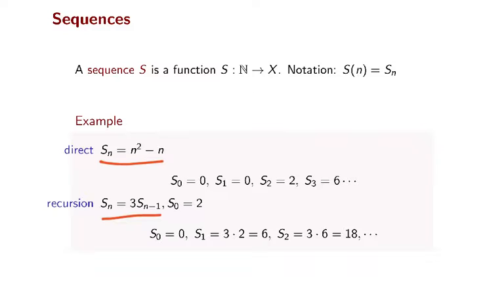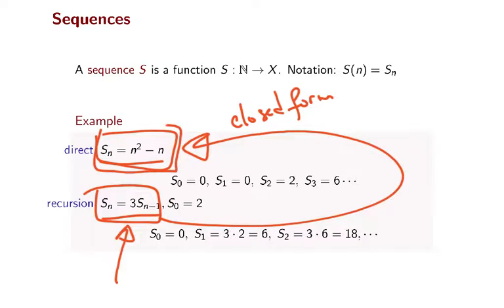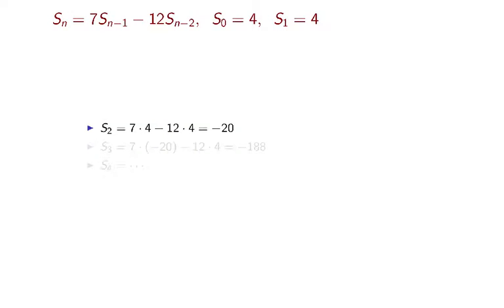Sometimes it's easier to find the terms of the sequence in one way or the other. In general, when we have the direct formula, that's what we want. Sometimes when we have the recursion formula, we can do transformations until we get from the recursion the direct form. The direct form is also called closed form. And so sometimes we would like to calculate, having the recursion form, what is the closed form of that particular sequence. Let's see another example.